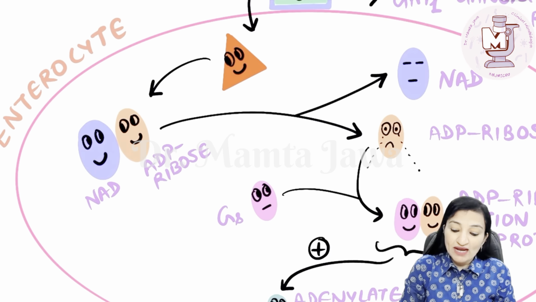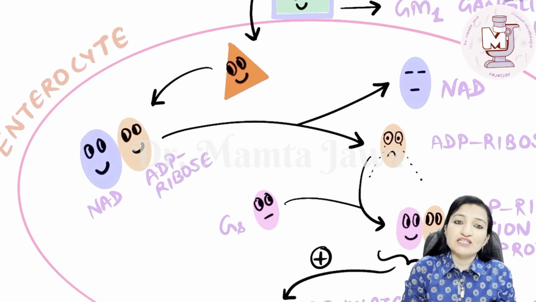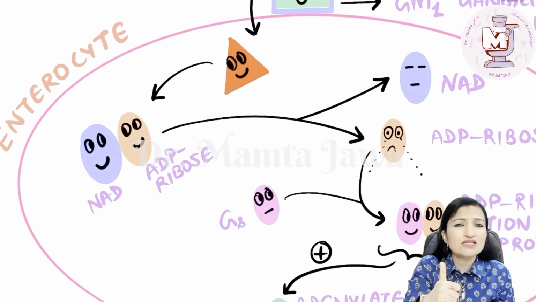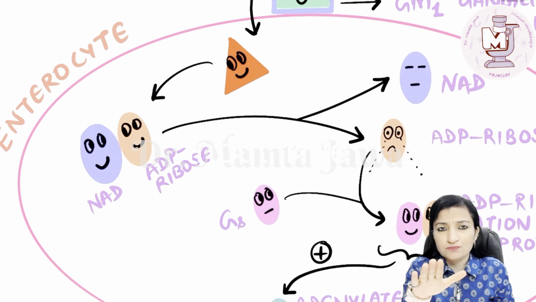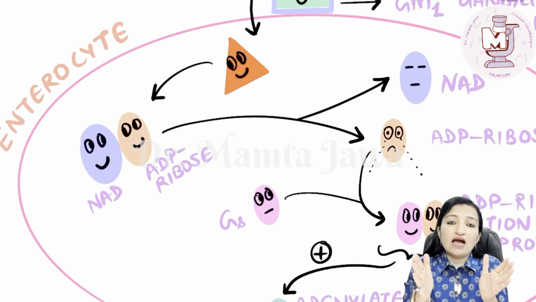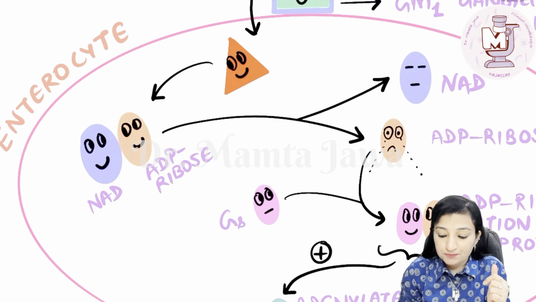Why? It is going to cast its evil eye onto the friendship of two best friends who are there in the cytoplasm. And who are these best friends? NAD and ADP ribose. For no reason whatsoever, A subunit is going to break their friendship apart, and NAD and ADP ribose therefore will go their separate ways.